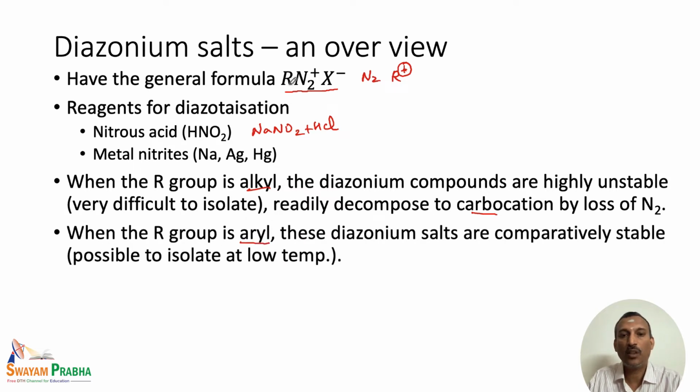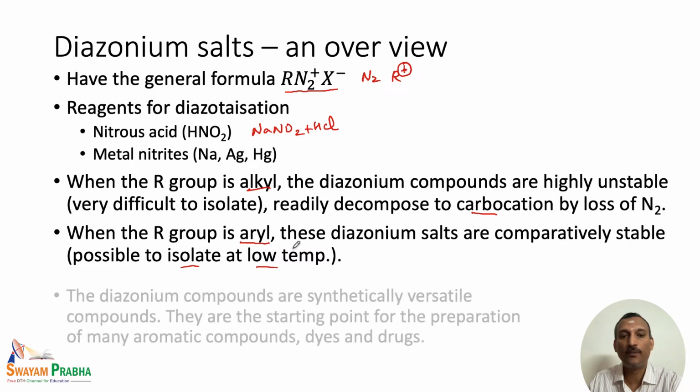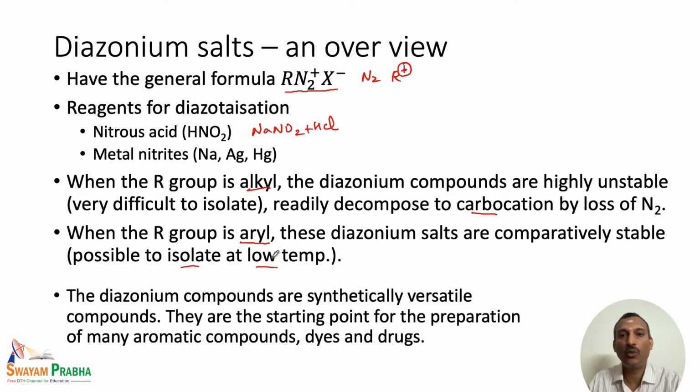When the R group is an aryl unit, these diazonium compounds are relatively more stable than the alkyl diazonium salts, but still they are not highly stable. It is possible to isolate these compounds at low temperatures. So, the aryl diazonium salts, a few of them, are stable at low temperature. And diazonium salts are basically synthetically versatile intermediates. They are the starting point for the preparation of many aromatic compounds, dyes, drugs, etc.